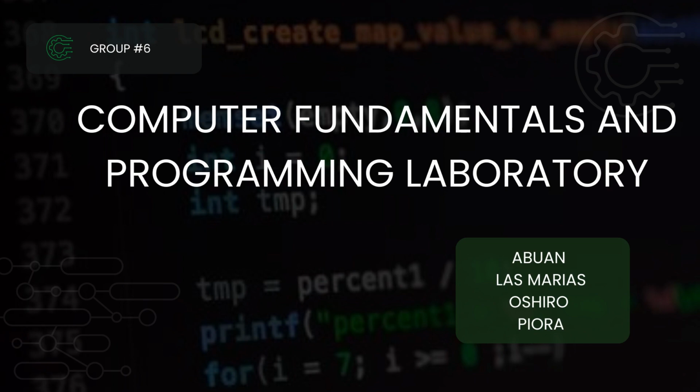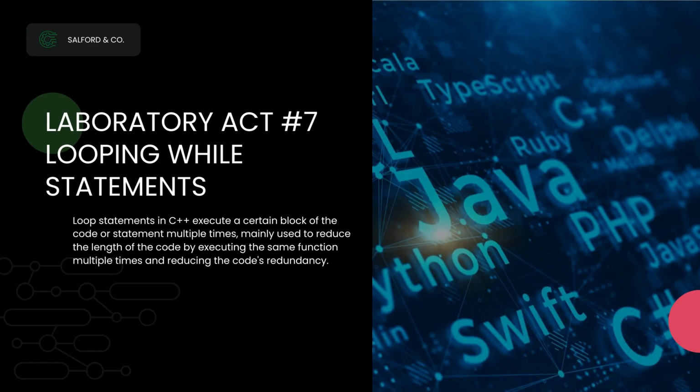For our laboratory experiment number 7, we are going to discuss utilizing looping in while statements. A while loop is a control flow statement that allows a program to execute a block of code repeatedly while a certain condition is true. It consists of a loop condition, which is a Boolean expression that determines whether the loop should continue running, and the loop body, which is a block of code that is executed repeatedly as long as the loop condition is true.